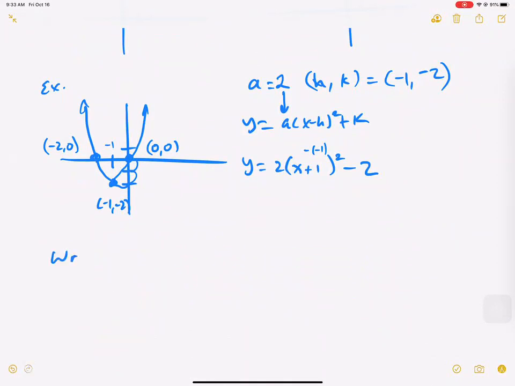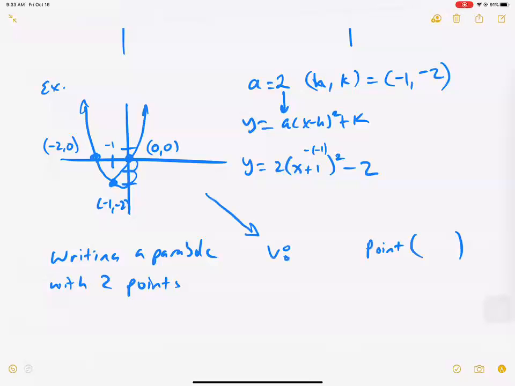So, writing a parabola with 2 points. So please be ready for this method. This method is quite easy if you don't overthink it. First thing, for our last problem, please write down the vertex. And then write down a point for me. That's it. Write down a vertex and write down a point.